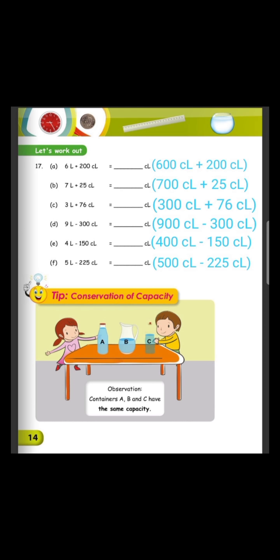After doing the conversion, that is, turning the liters into centiliters, you will have to draw the columns and work it out in your copybook and then write down the right answers. So do it in your copybook and then you're going to see whether your answers are the same as mine. So pause this video and work it out. After working the exercise out, then you play the video and check out the answers.